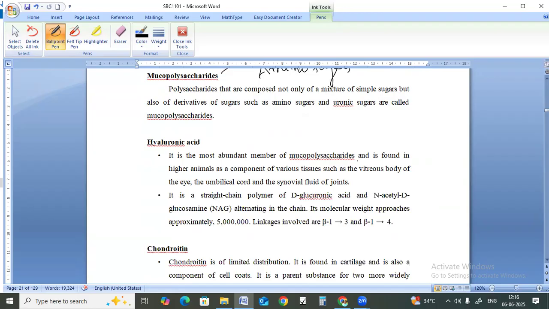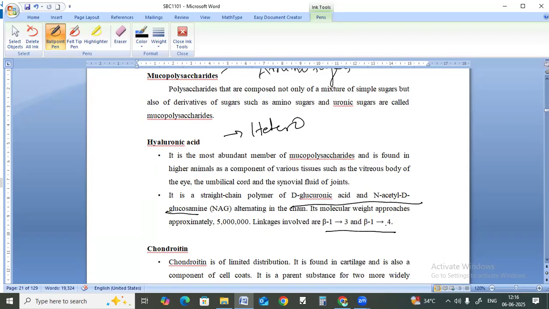Okay, and next coming to the hyaluronic acid. Hyaluronic acid is called the lubricant, and that is mainly present in our eyes. And this is called the heteropolysaccharide because of the presence of D-glucuronic acid and N-acetyl D-glucosamine units, and that are linked by beta 1,3 and beta 1,4 linkages.